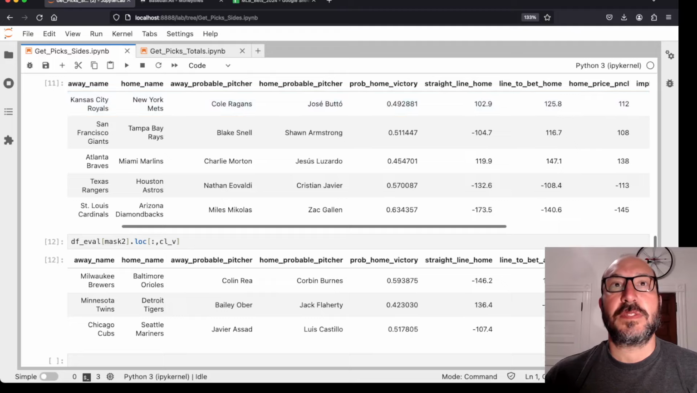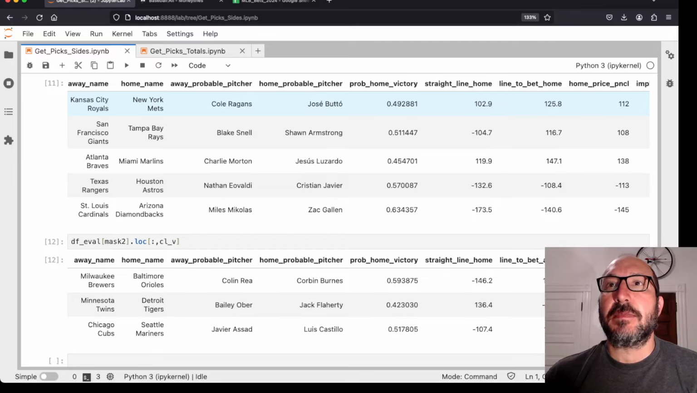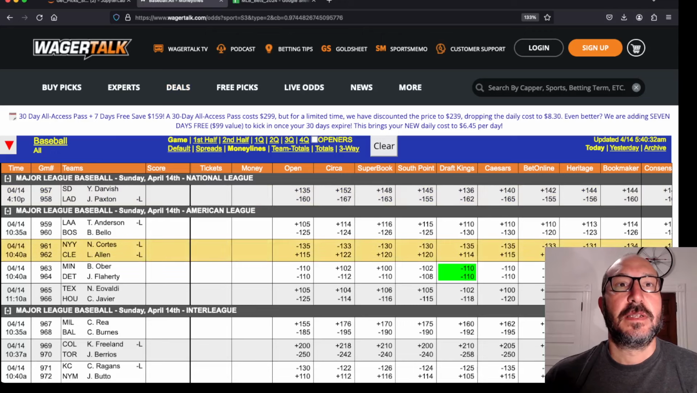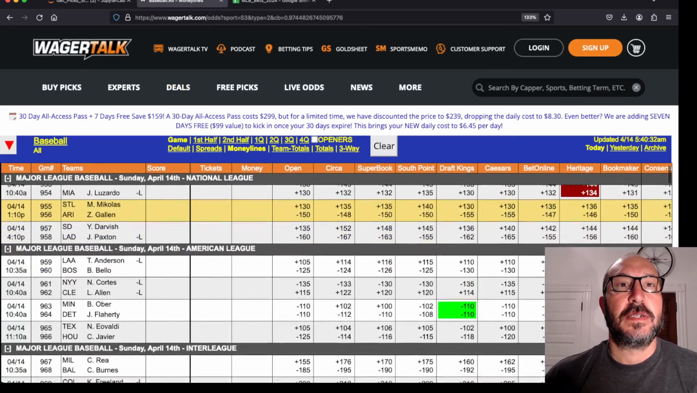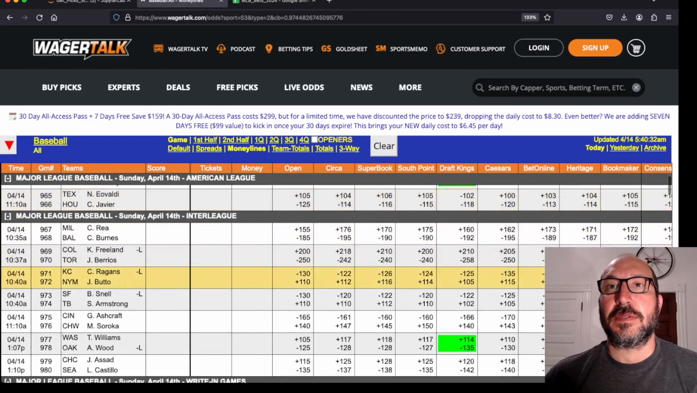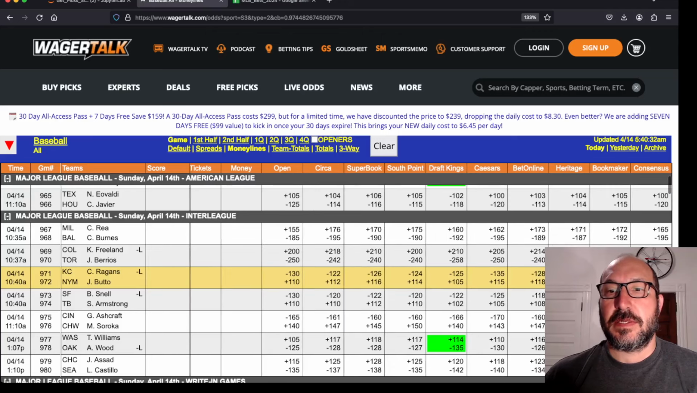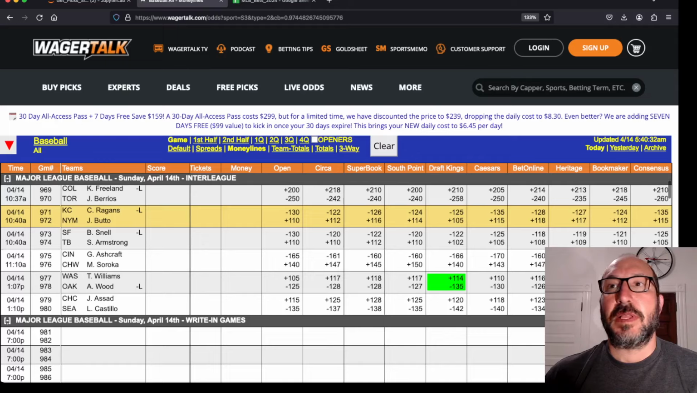First we've got the Royals and the Mets, Ragans versus Buteau. And the model likes the Mets, but only if you get 125, and Pinnacle's showing 112, so I'm not sure we'll get that. Let's take a look. Here we've got the Mets and the Royals, and the Mets a bit higher. You can see we are getting as high as 118, so we're not getting the number that we need. So we won't take a bet there.